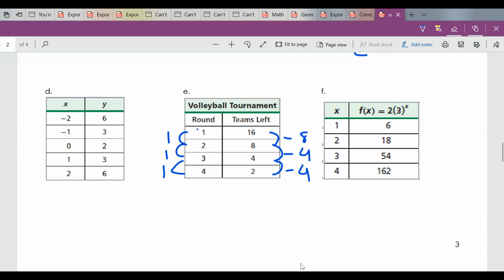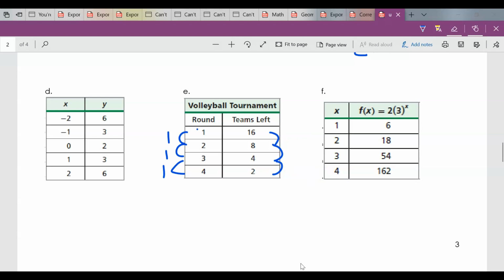Said 2, wrote 4. Okay, so this is definitely not linear. We can cross that out. We can check for quadratic. This would go down 4, and this would go down 2. So that is not quadratic because the second difference was not the same. So I'm going to erase all this because we know it's not linear and quadratic.